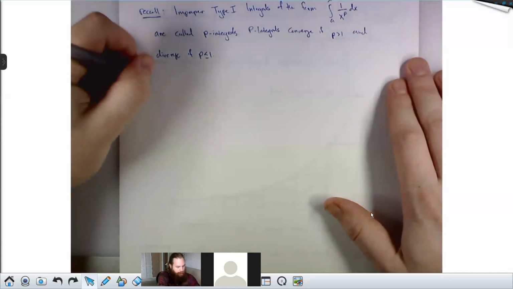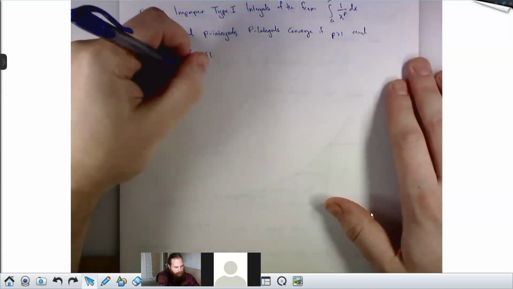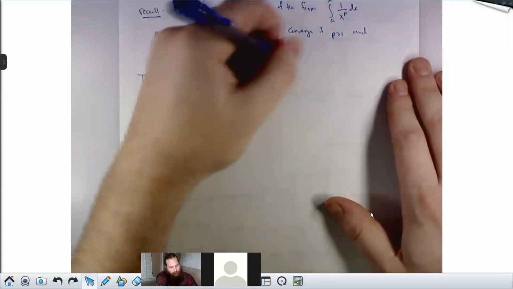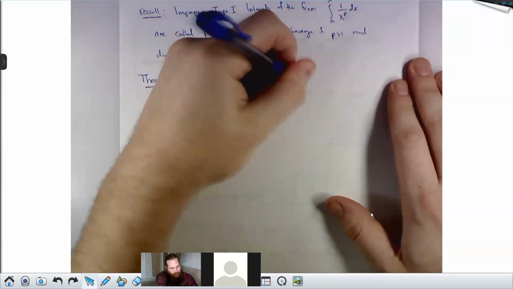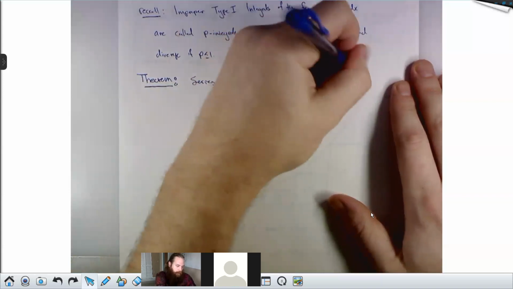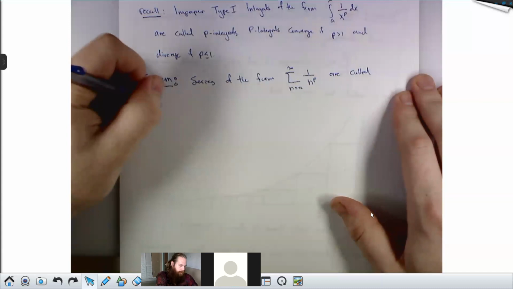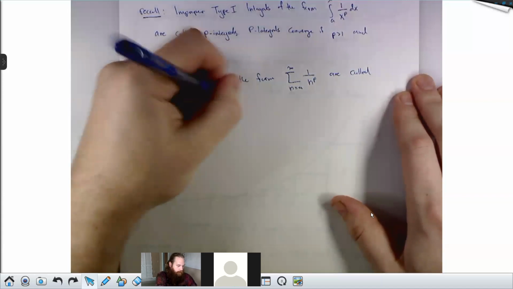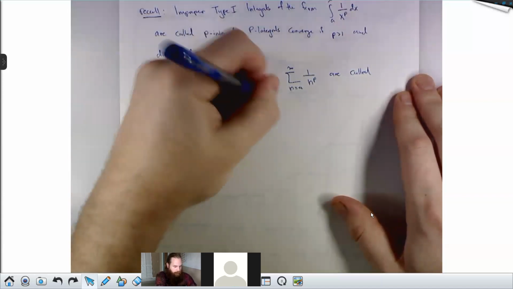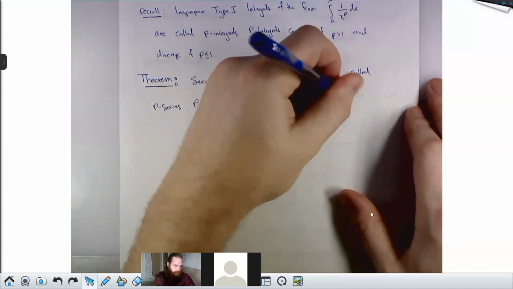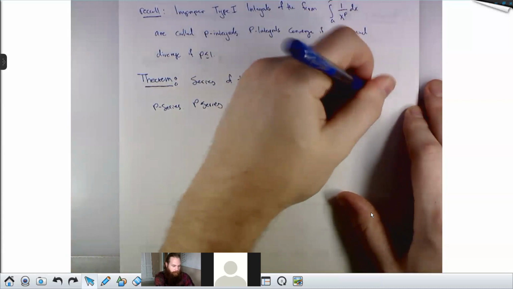Theorem. Series of the form sigma n from wherever to infinity, 1 over n to the p, are called p-series. P-series converge if p is bigger than 1 and diverge if p is less than or equal to 1.